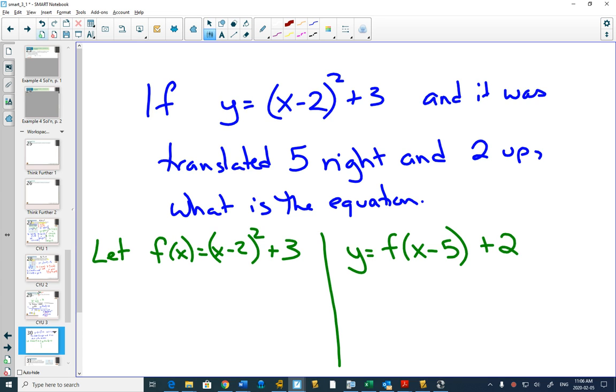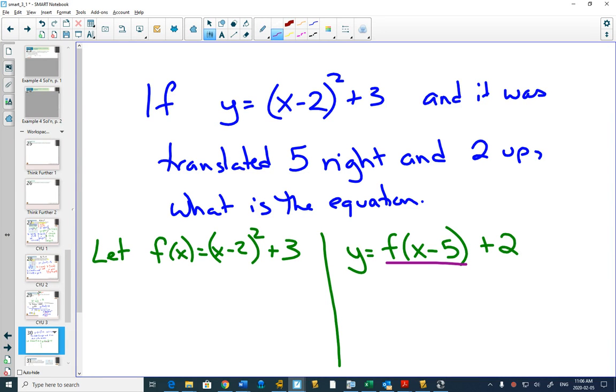and maybe some of you are really good, you could go directly from this and say 5 to the right, 2 up, it would be (x minus 7) squared plus 5. Maybe you could see that. But if you were trying to do this notation, using function notation might be easier. What does this mean?